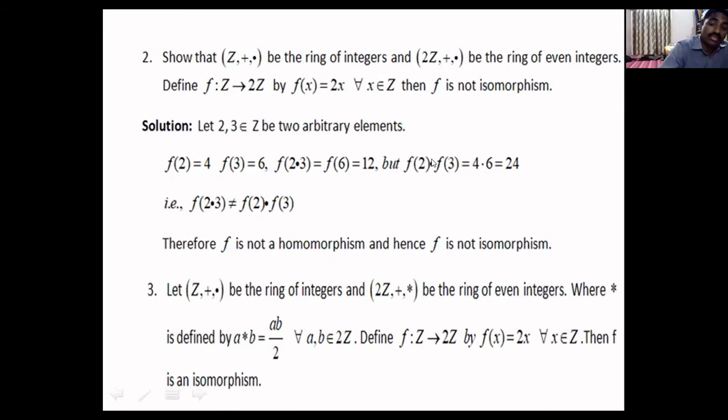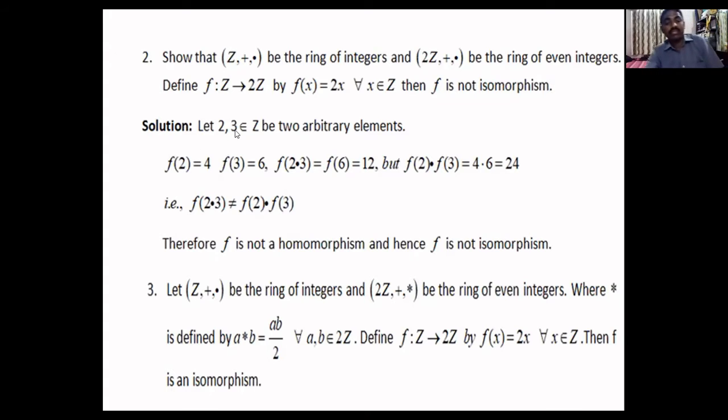Here we already know that the definition of isomorphism is: f is a homomorphism, f is 1-1 and f is onto. Now I have to verify one by one. First I have to check whether f is a homomorphism or not. If it is a homomorphism, next we check that f is 1-1 and onto. If not a homomorphism, we can stop at that stage and conclude that f is not an isomorphism.